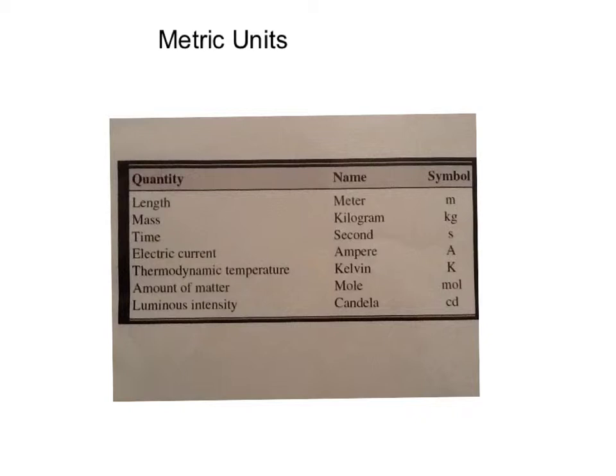And the metric unit for length is meter. The metric unit for mass is kilogram or gram. And for time, the measurement is second. And we're not really going to be using a lot with electric current, but it's ampere. And in temperature, the metric unit is Kelvin.